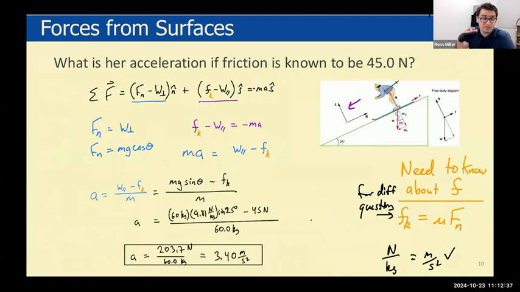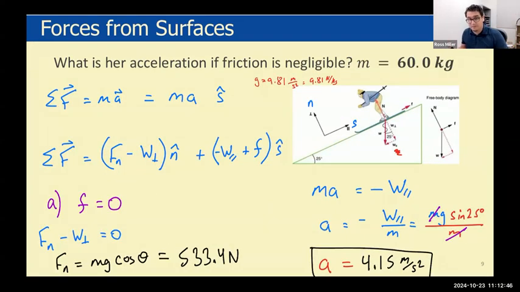Is this acceleration when there is friction smaller than when there's no friction? So 3.4 meters per second squared compared to 4.15 meters per second squared. I don't think I have any typos just based on comparing them. I'm pretty sure I did it right. That's how I sense make in the middle of a test or a quiz or a homework problem.